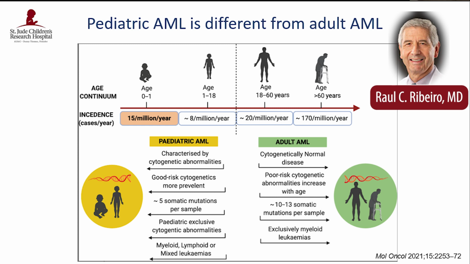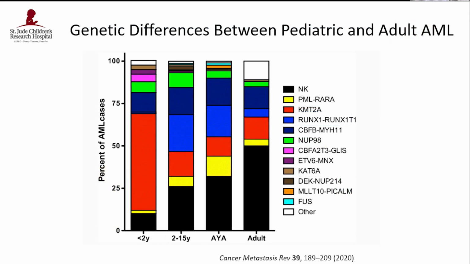Pediatrics tend to have more good risk cytogenetics, less mutation burden, and there are some subsets of AML that are exclusively from pediatrics. Many of the myeloid leukemias in kids also have lymphoid markers. So this also gives an idea of the cytogenetics and molecular changes of pediatric versus adult AML.